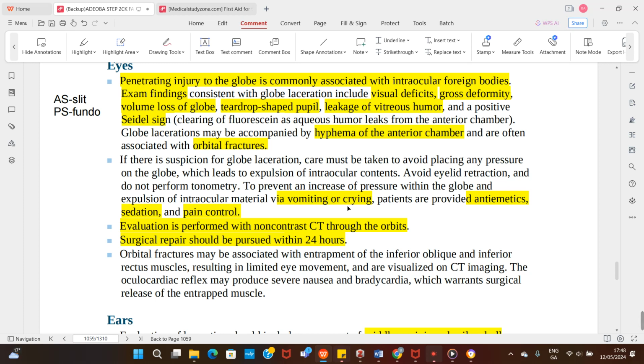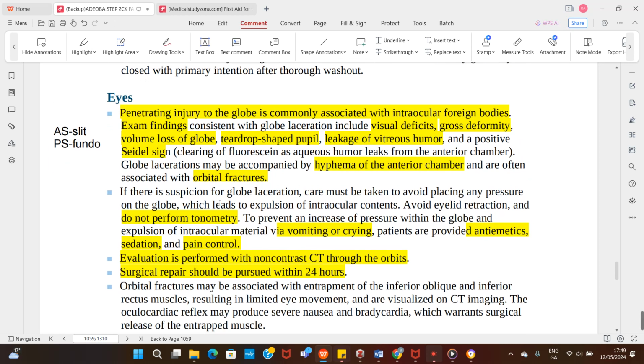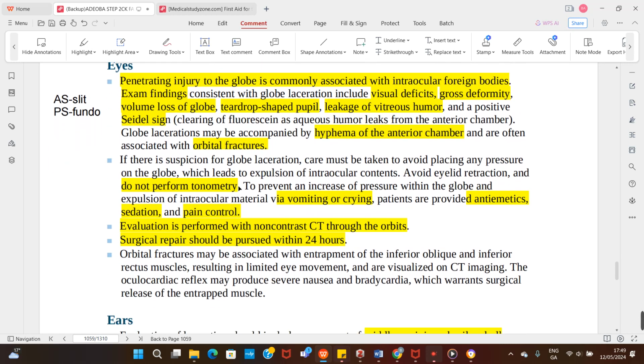So you don't try to retract the eyelid. You don't do any tests like tonometry, because you don't want to inflict more pressure. What you just do is a non-contrast CT imaging of the orbit, and you do a surgical repair within 24 hours. Basically, that's what you do. But lacerating injury to the globe is highly associated with orbital fractures, right?